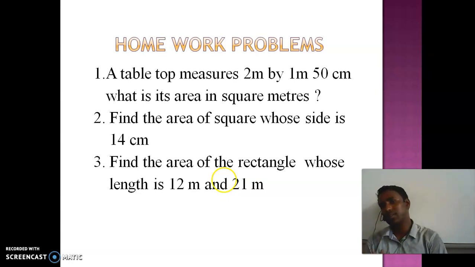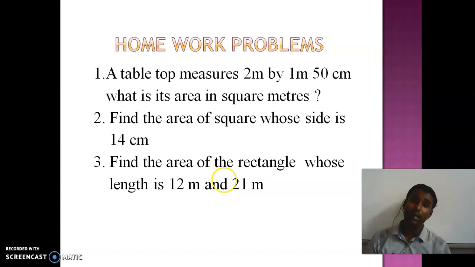Not only will the square and rectangle be present, even the triangle is also present. You will study the triangle in your next class, that means in your 7th standard. The triangle area formula is half into base into height. And a different kind of shape, the circle, will also be there. Circle area is pi r square. You will know all that while studying in 7th standard.